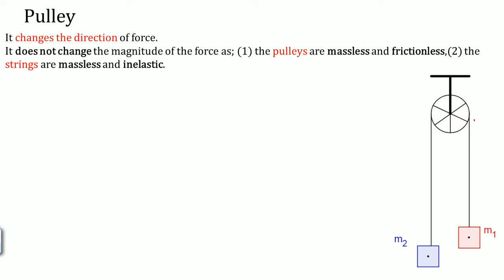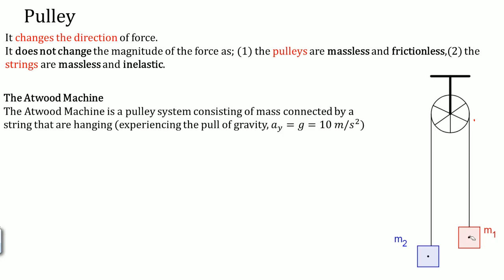There are two criteria for it. One, when the pulley is massless and frictionless. And two, when the string is massless and also inelastic. This scenario of a pulley, when you have 2 hanging masses, is called an Atwood machine. An Atwood machine is a pulley system consisting of masses connected by a string that are hanging, experiencing the pull of gravity, a equals g, which is equal to 10 meters per second squared.